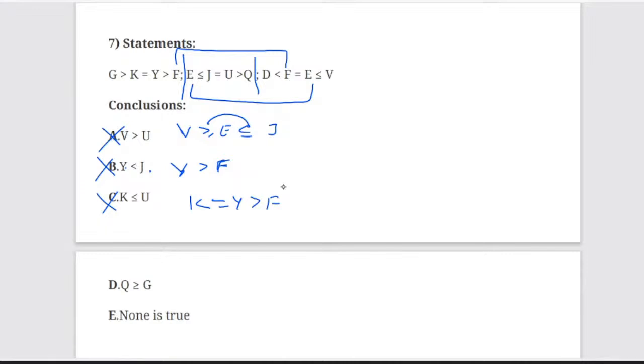Next one. Q is greater than equal to J. Q is less than U, given in the first only. When Q is given less than U at the first only, then Q cannot be greater than equal to. So the only option left is none is true. In this case, the answer will be none is true. Okay. So this topic was about inequality.